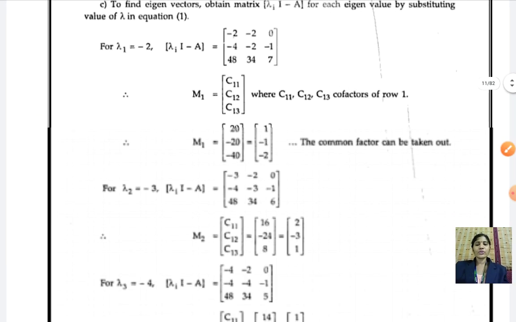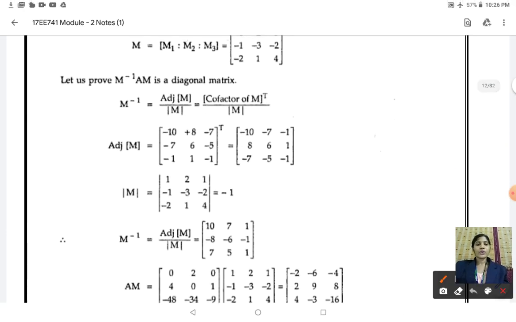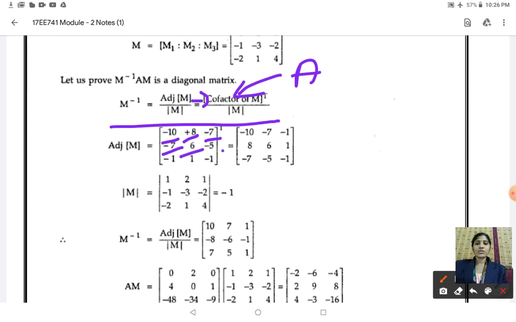So when you do so, the model matrix you have already identified. To identify your M inverse, it is adjoint of M divided by determinant value of M. Adjoint of M is the transpose of the cofactor matrix. So adjoint of M can be identified. The order of your cofactor matrix will be the same as the order of matrix A. So you will get C11, C12, C13, C21, C22, C23, C31, C32, C33. If you take the transpose, you will get this particular matrix.